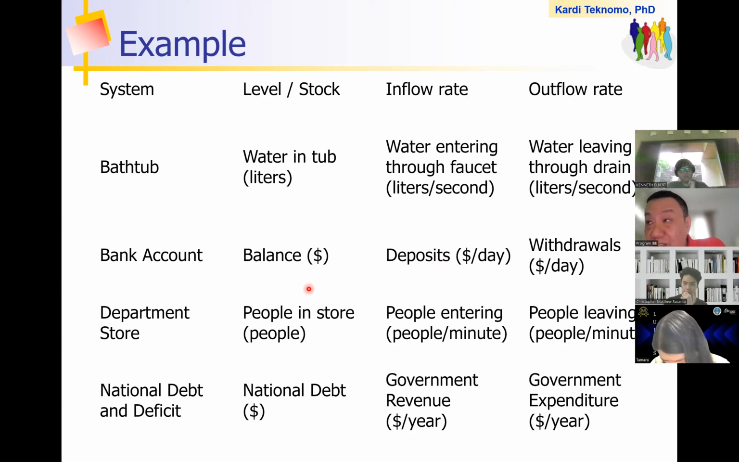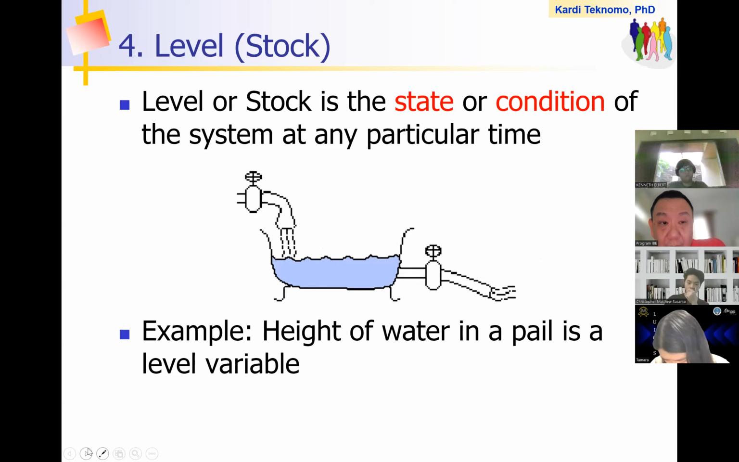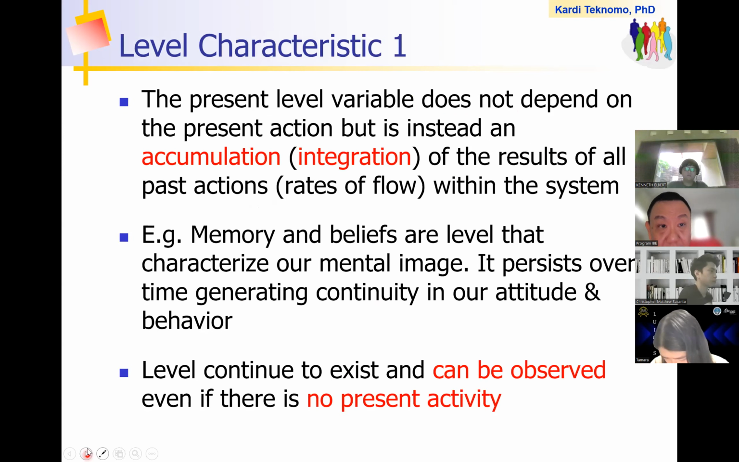Okay, so you need to differentiate between level and the rate. Yeah, the rate can be in and out. So let's discuss in more detail. The level or the stock is the state or the condition of the system at any particular time. So the drawing here, the height of the water in the pail, is actually the level variable. So this is the characteristic of level.